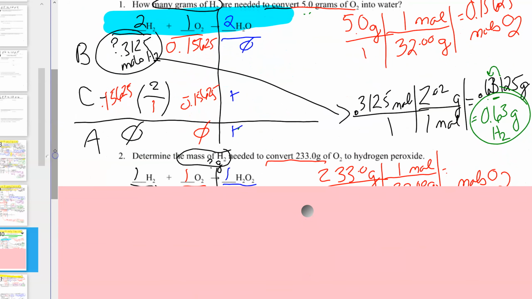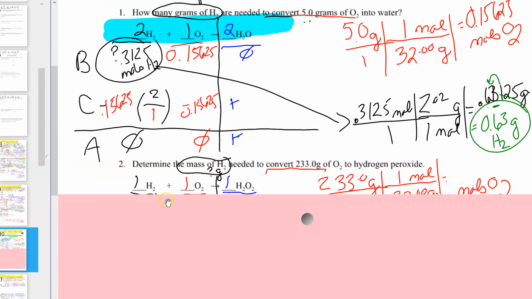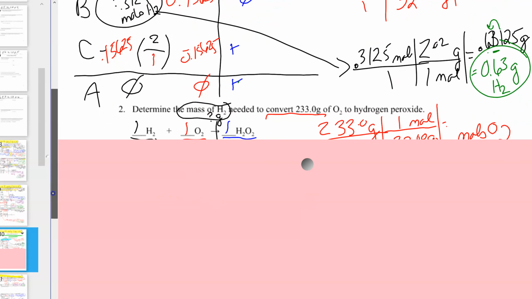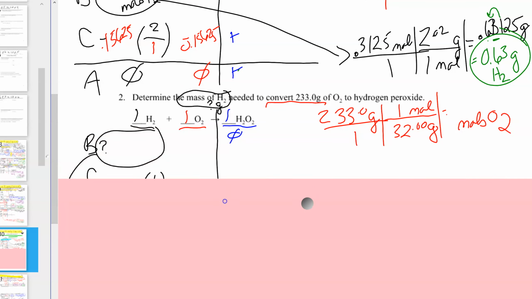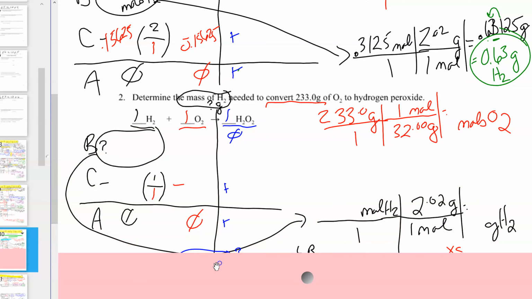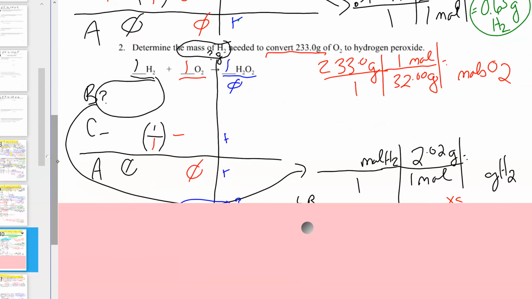On this one it says, determine the mass of hydrogen needed to convert 233.0 grams of oxygen to hydrogen peroxide. So our equation has changed. Now we're taking hydrogen plus oxygen and getting hydrogen peroxide. So let's take a look at what we know on this problem. Coefficients are all 1. Now before we start, no product, we're creating it, we're using up the reactants. Here my ratio is 1 to 1.